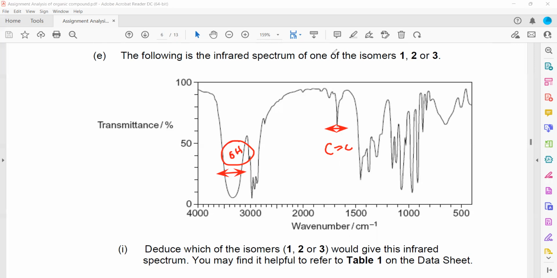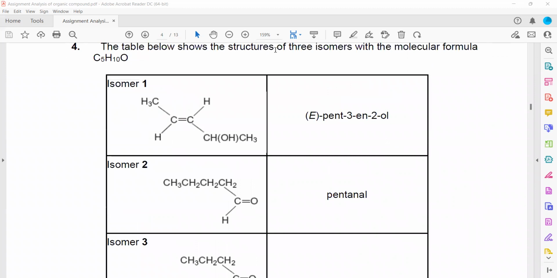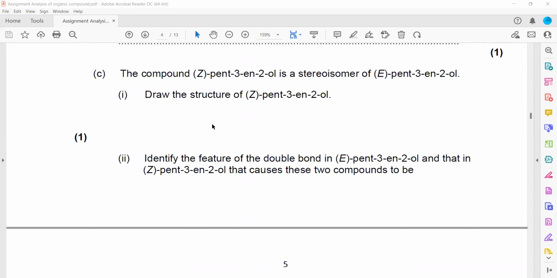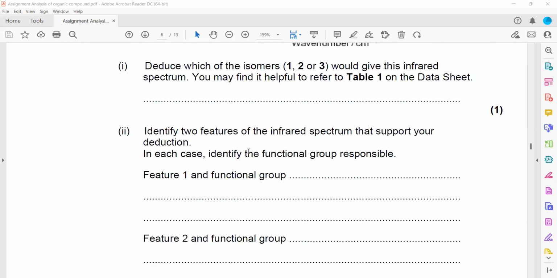Using the data booklet, if it were an aldehyde or ketone, there should be a C double bonded with O. But here it has OH, and it has C double bonded with C. So what does this give evidence of? This gives evidence that this is isomer 1. Why isomer 1? Because it has a carbon-carbon double bond and there's an OH. If it was an aldehyde or ketone, the carbonyl group, C double bonded with O, should be the major one. But because there's also a broad peak of OH, this gives evidence that this is isomer 1.